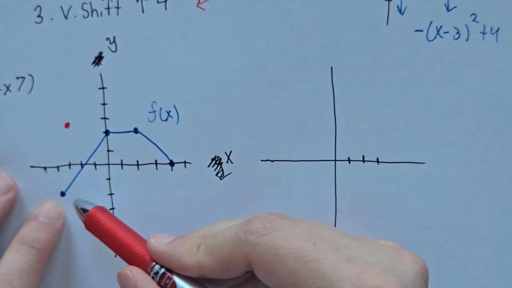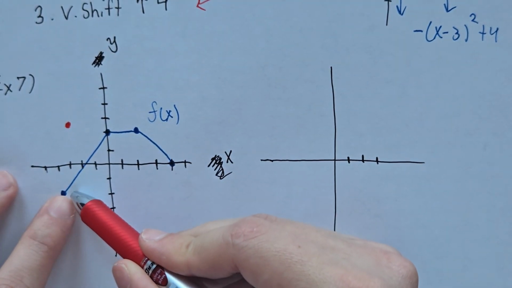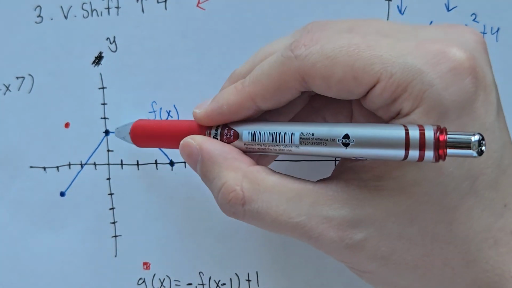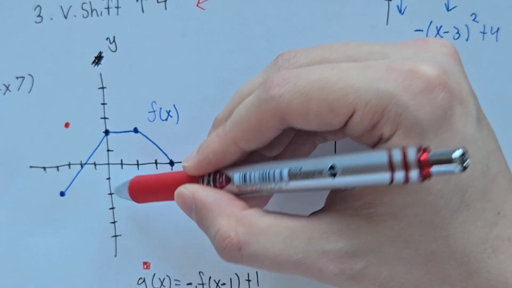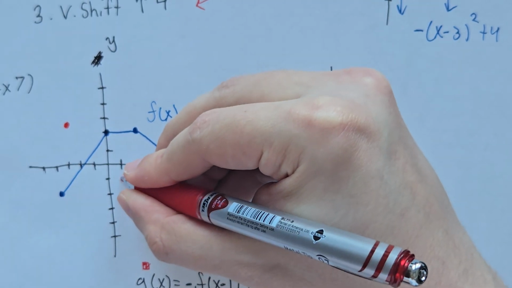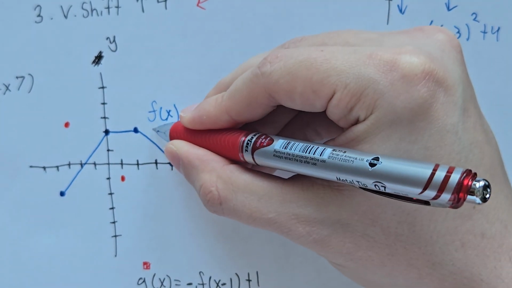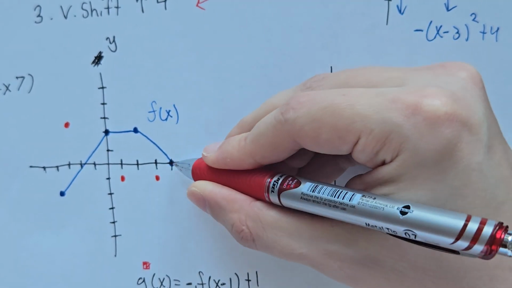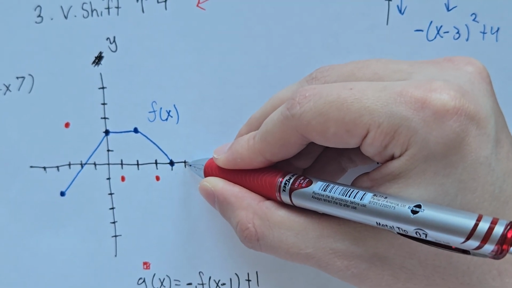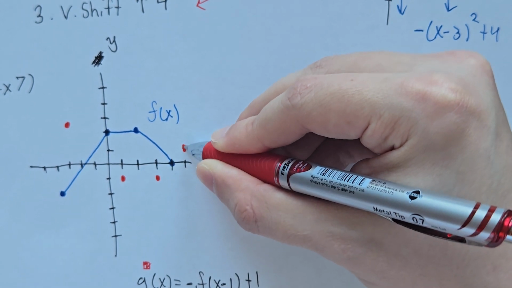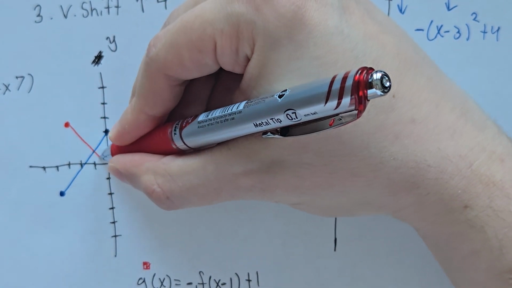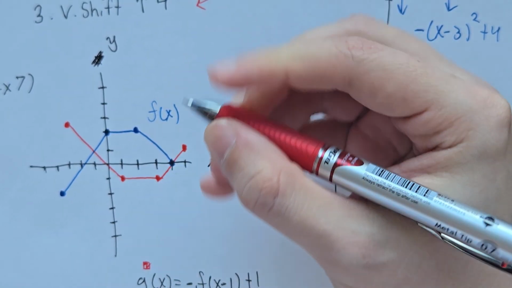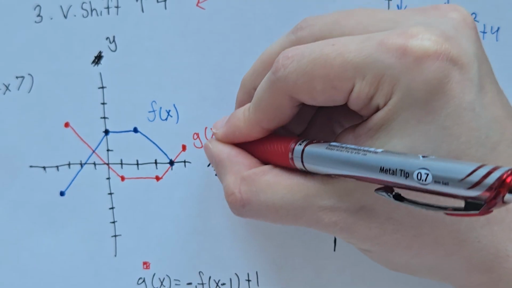So here, I go again over 1, reflect over the x-axis, and then up 1. Do the same thing here. Over 1, reflect over the x-axis, and then up 1. Gets me right here. Over 1, reflect over the x-axis, and then up 1. Over 1, reflect over the x-axis, I'm already here, and then up 1. And if I do those same connections between these points, I will get something that looks like this. And this will be my g of x function.